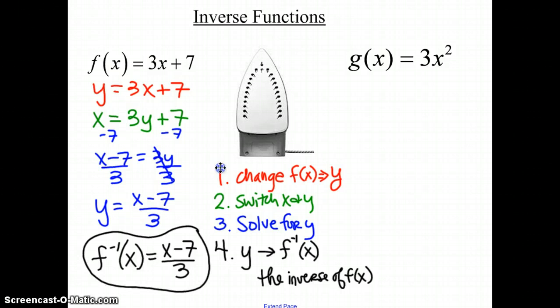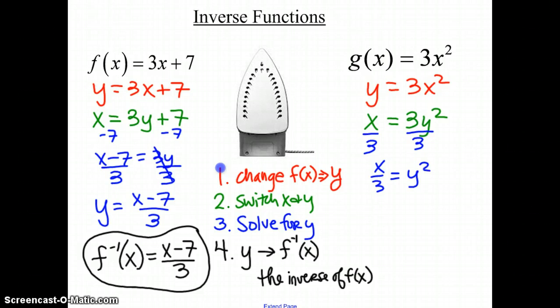Simple as that. Let's go through those steps one more time over here with g of x. Step 1, change that to y. So we get y equals 3x squared. Next thing, switch your x and y around. X equals 3y squared. Next step is to solve for y. So we divide both sides by 3. Y squared, to get that by itself, we have to square root both sides. So we get y equaling the square root of x over 3.